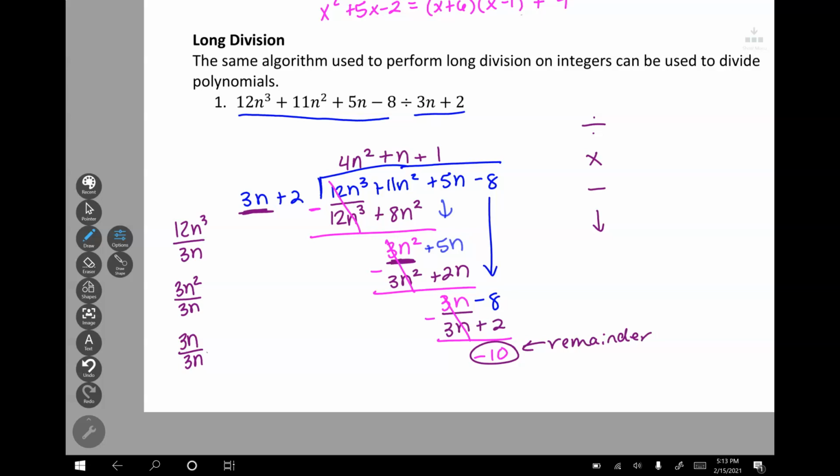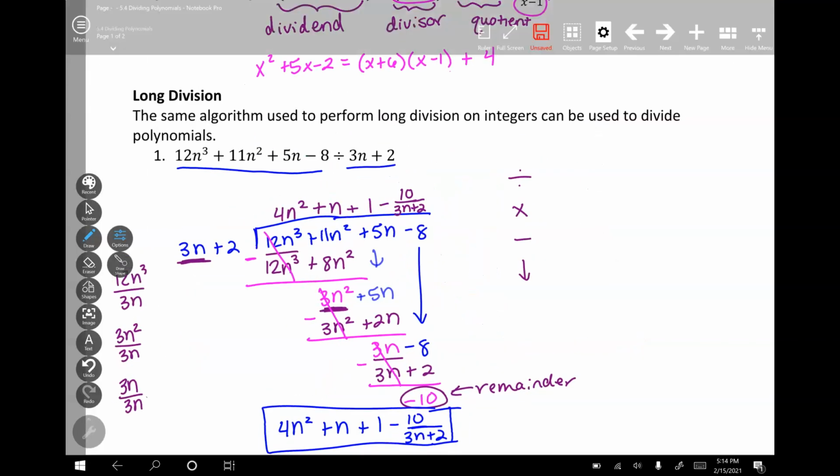And you always want to write that over your divisor. So minus 10 over 3n plus 2, right? Because we're trying to divide the negative 10 by 3n plus 2, but we can't. So we're just going to tack it on to the end of our answer to say that we still have that additional part left over. Negative 10 divided by 3n plus 2 was left. Okay, so let's just write that final answer down here. We got 4n squared plus n plus 1 minus 10 divided by 3n plus 2. That is your quotient.